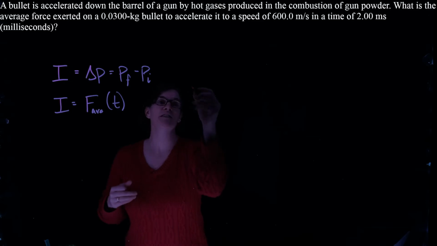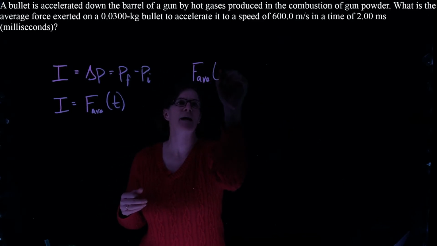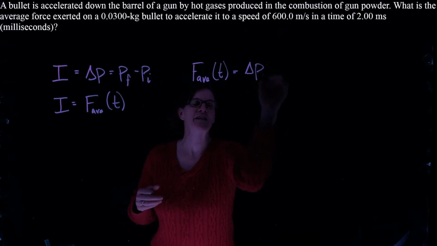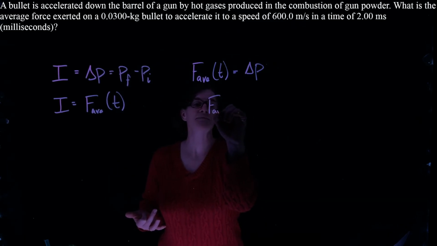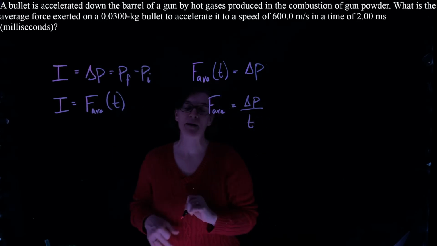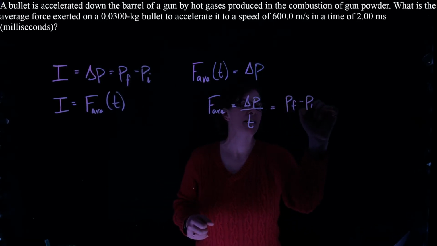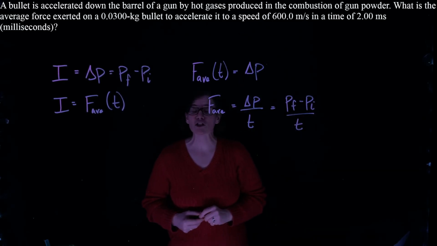If I combine these two equations, we find that the average force times the time is going to equal my change in momentum. And since I want that average force, that's my change in momentum divided by my time, which is my final momentum minus my initial momentum divided by that time. Now let's look at this problem.